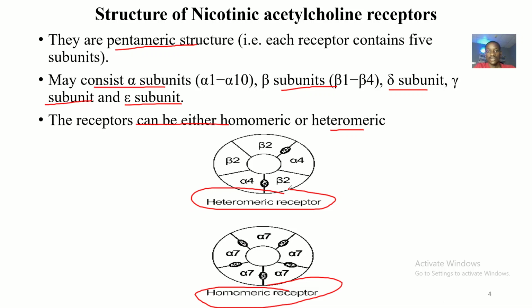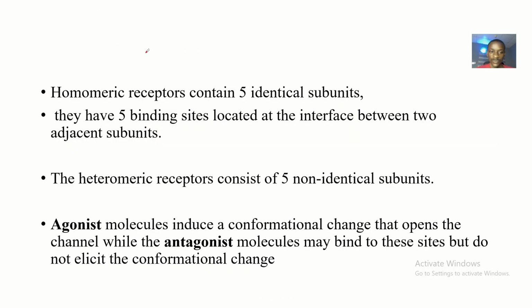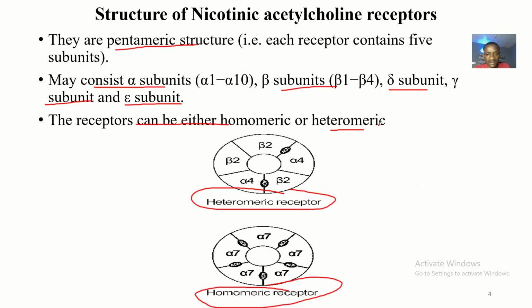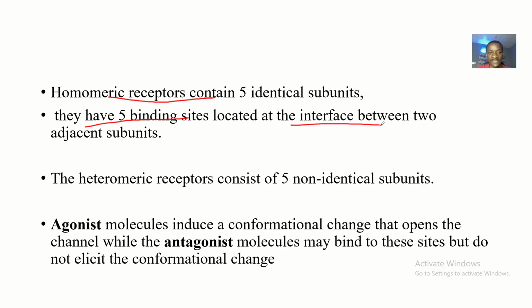Do you understand? So nicotinic acetylcholine receptors could be homomeric or heteromeric. The homomeric receptors contain 5 identical subunits, just like I explained. They have 5 binding sites located at the interface between the 2 adjacent subunits. How about the heteromeric now? Heteromeric consists of 5 non-identical subunits. Agonist molecules induce a conformational change that opens the channels, while antagonist molecules may bind to the site but do not elicit the conformational change.